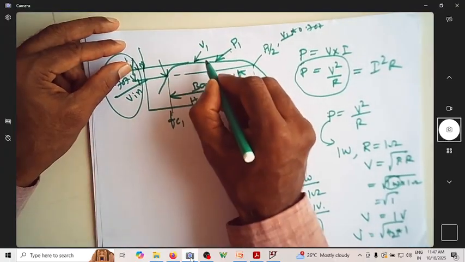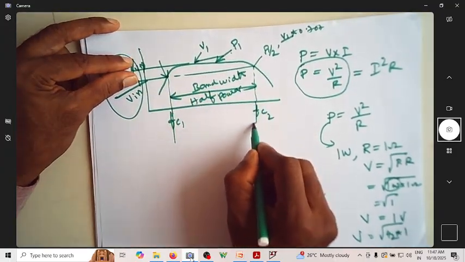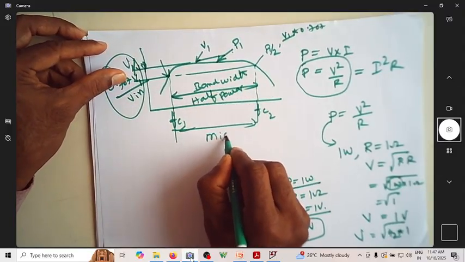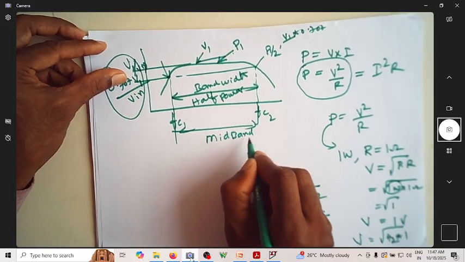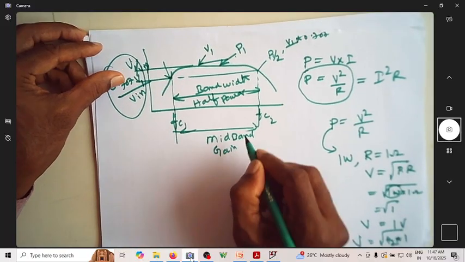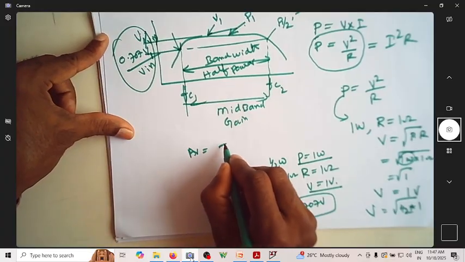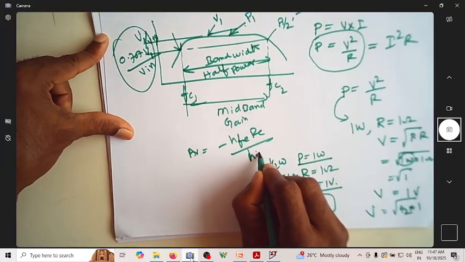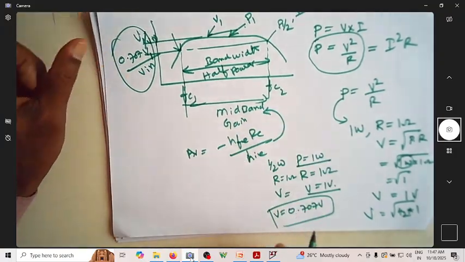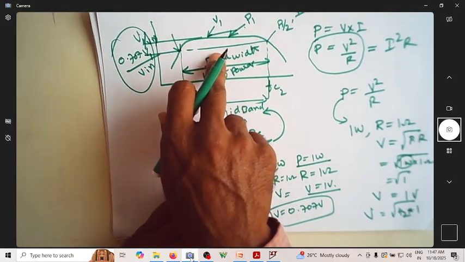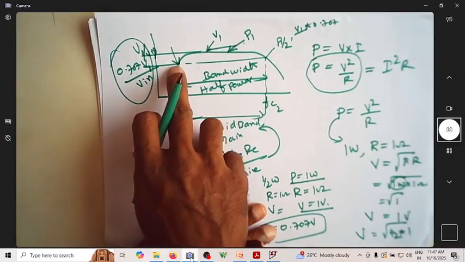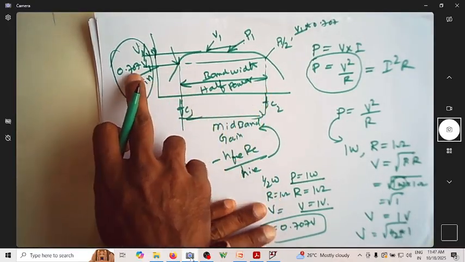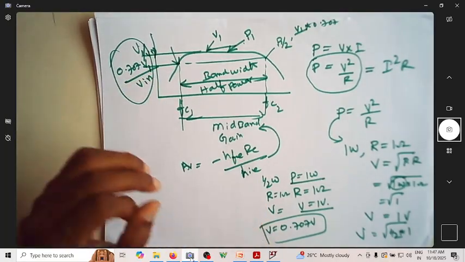This is because the range over which we are going to find the bandwidth is called the mid band gain. Whatever expression for AV we found, minus hFE times RC by hIE, is actually the mid band gain. So the half power bandwidth corresponds to 0.707 times V1.